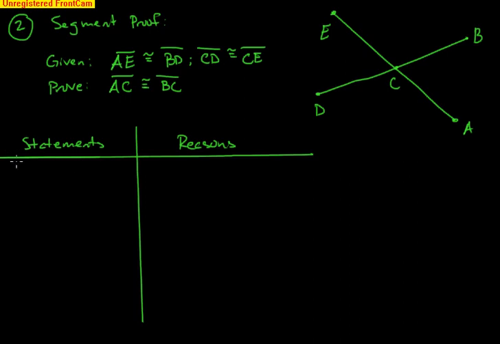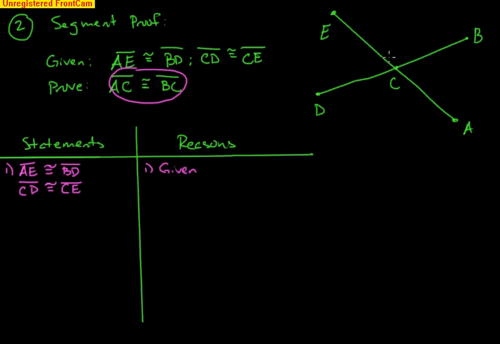Now, again, we always start with the given as our first statement. So we have segment AE is congruent to segment BD. And we also know that segment CD is congruent to segment CE. This was given to us. So you always have to keep in mind what you want to prove. You want to prove this statement. First of all, let's mark down what we know. We know that AE, the entire segment, is congruent to BD, the entire segment.